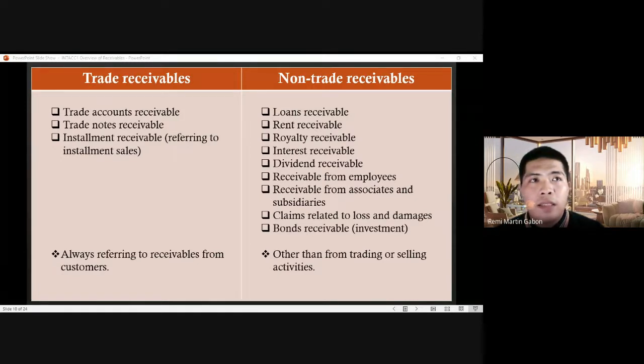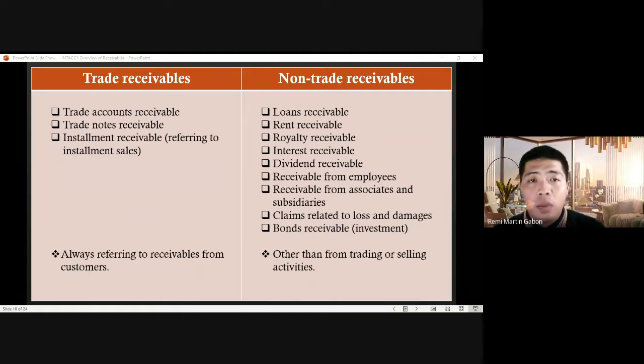An example of that is Home Credit. So those are always referring to receivables from customers. Trade receivables always refer to receivables from customers. Then for non-trade, we have loans, rent, royalty, interest, dividend, then receivable from employees, receivable from associates and subsidiaries, claims related to loss and damages. An example of that is insurance. Then bonds receivable, actually bonds receivable are regarded now as investment.